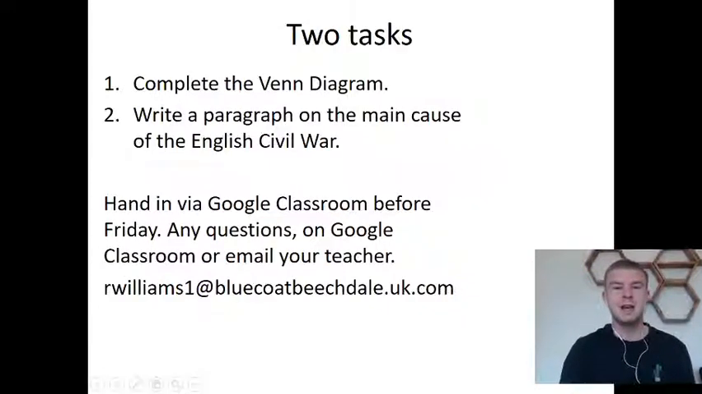So it's a really nice, simple set of tasks for you this week. Your first thing is a Venn diagram. Read through all of those and put them into the correct sections, and then you'll write a paragraph for us. Hand it in via Google Classroom before Friday.